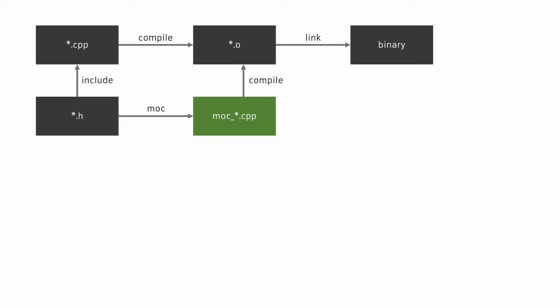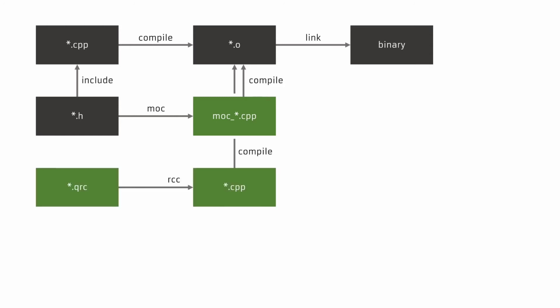Qt has two more compilers in its tool flow. So one is the resource compiler, RCC. It takes QRC files defining what resources you want to embed into your binary. The way it embeds them is by generating additional C++ files that include the data of the files that you want to include. This is then compiled into an object file and linked into the binary.